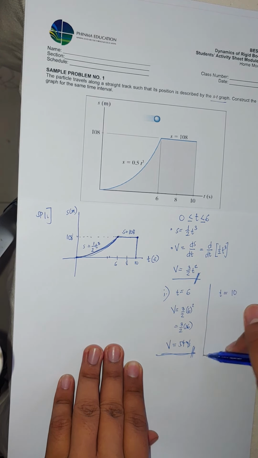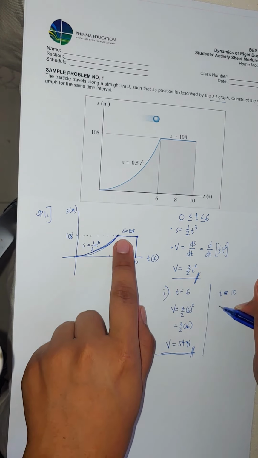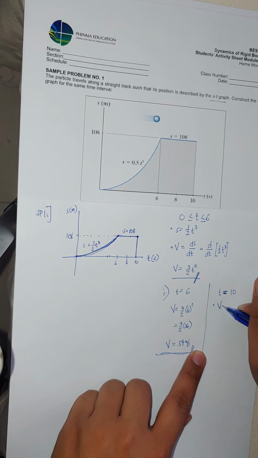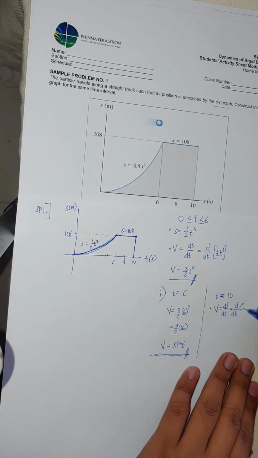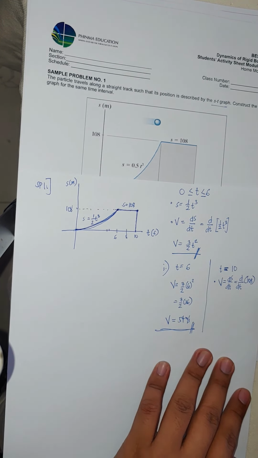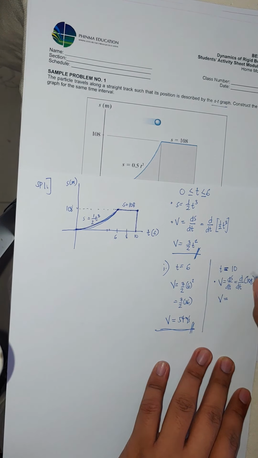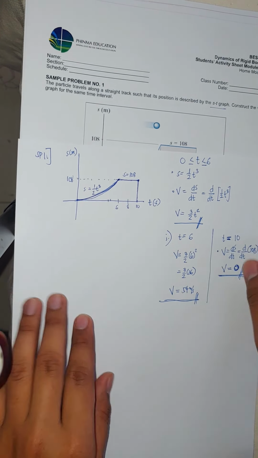What we will use to solve for the velocity at time equal to 10 seconds is the other equation, so we need to differentiate this function. Velocity is equal to ds over dt. So we differentiate the derivative of 108 with respect to time. The differentiation of a constant is equal to 0. So the velocity at 10 seconds is equal to 0. So we graph now the velocity versus time.